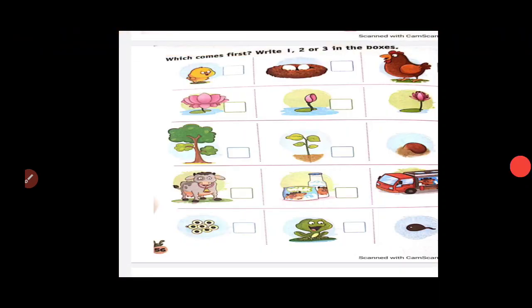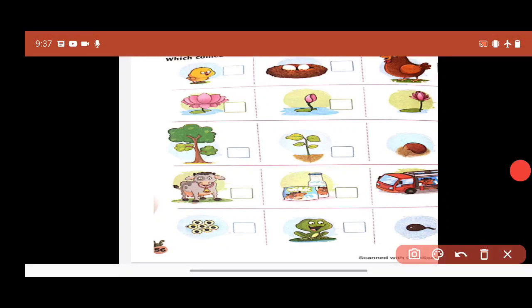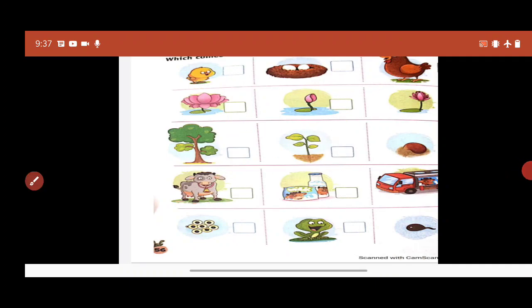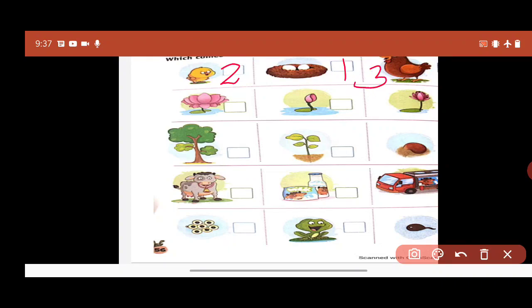Moving on, page 56 you have to do. Which comes first? Over here, there are different pictures and you have to see according to the sequence which comes first. Now over here, this is the hatching of eggs. So first of all, which comes first? Eggs. Then it becomes small chicks and then big hen. So this is the way you have to do.